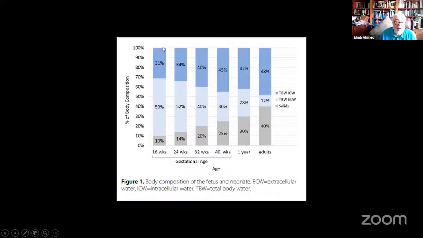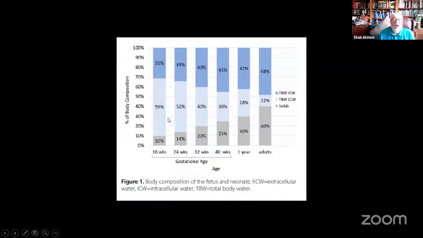This is the water. And this is the intracellular compartment, and this is the extracellular compartment. You see, if you look at the fetus, like a 16-weeker, the fetus is 10% solid and 90% water. 59% is extracellular and only 31% is intracellular.